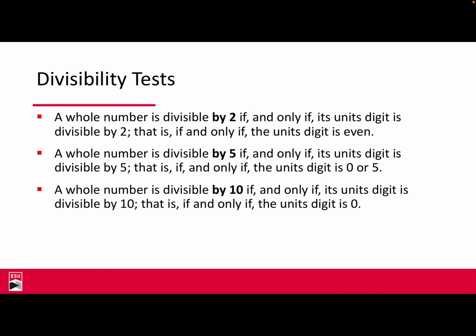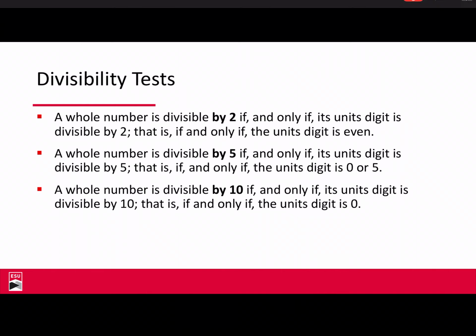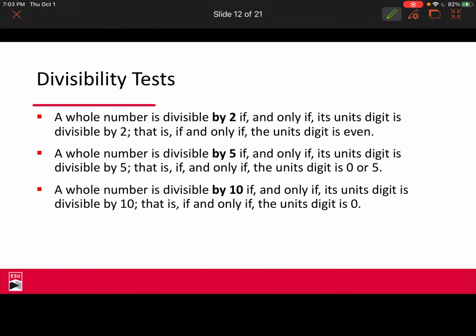But we maybe don't often care if a number is divisible by 17. I mean, unless you have 17 students in a class. But we more often care if, say, a number is divisible by 2, if it's divisible by 5, or if it's divisible by 10. And so a number is divisible by 2 if and only if the units digit is divisible by 2.